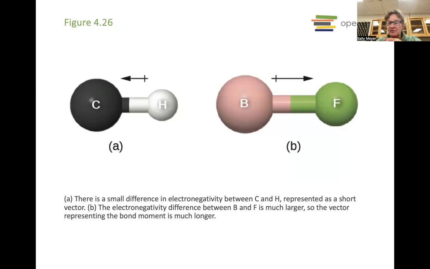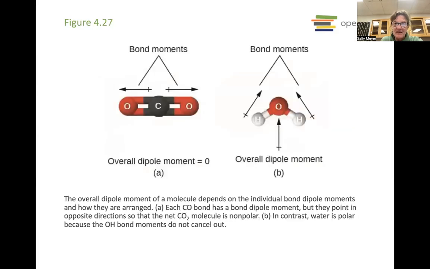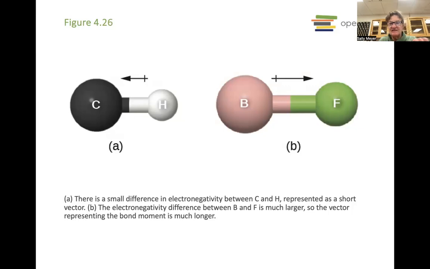Boron and fluorine: fluorine is more electronegative, so the electrons are being pulled. The arrow is pointing towards fluorine. Boron is being left a little bit positive. But if you have more than a diatomic, it's easy to say these are each polar.